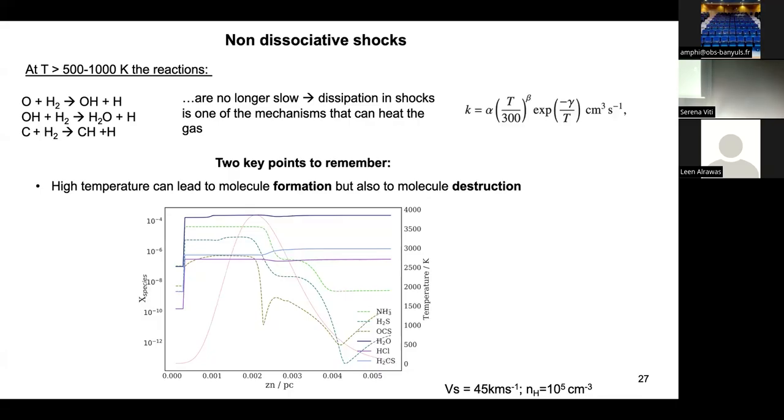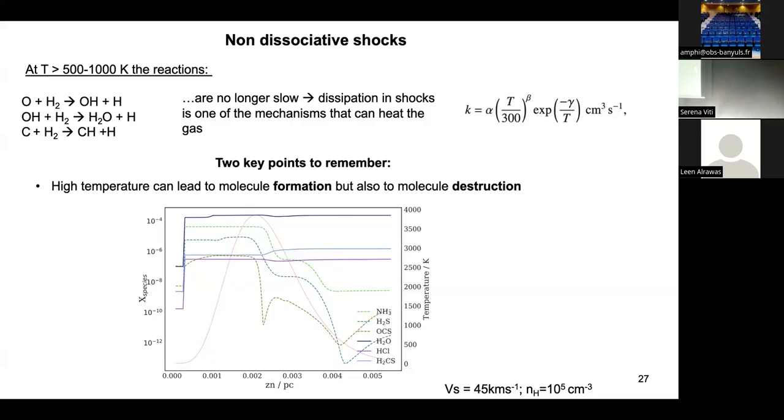Two key points to remember, again, for us astrochemists, is that high temperatures from shocks can boost the chemistry. They form a lot of molecules, but of course, they can also destroy the molecules, because high temperature breaks the bond, okay? So very, very time-dependent chemistry. So this is a plot showing the abundance of some species as a function of the passage of the shock, so as a function of depth into the shock.